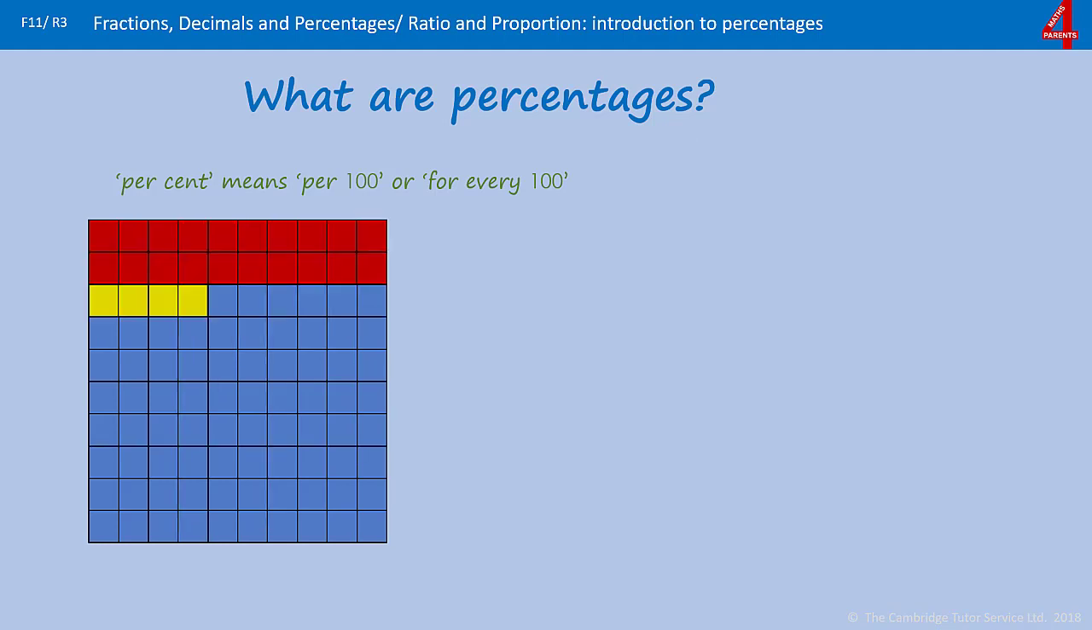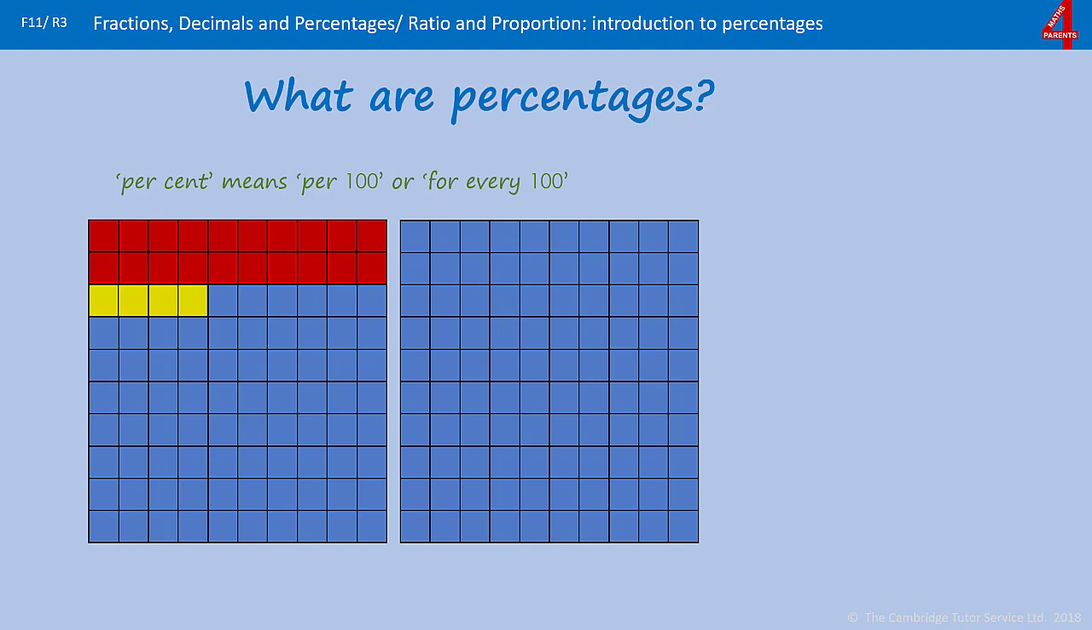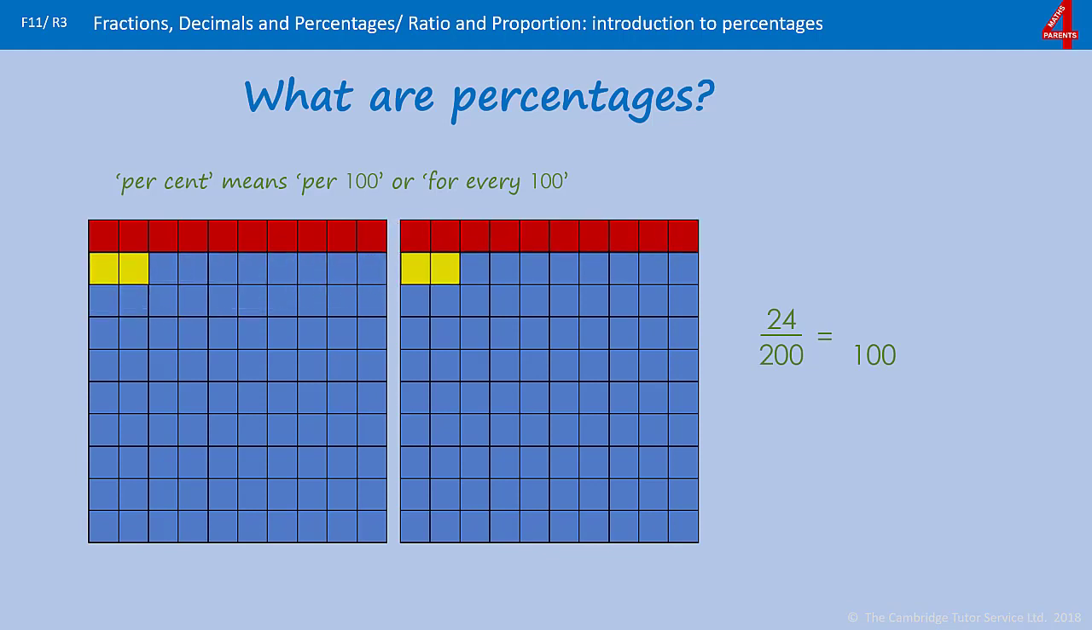Here, I have 24 out of 100, which is 24%. What if I had 24 out of 200? Out of 200 I have 24. If I look at the blocks, how many have I got out of each 100? So if I just move the blocks, you can see that for each 100 I have 12. So that's 12%. Just looking at the numbers, you could say 24 out of 200, I need to change the denominator to 100, so I'm going to divide 200 by 2. Therefore, I'm going to divide 24 by 2, and that gives me 12%.